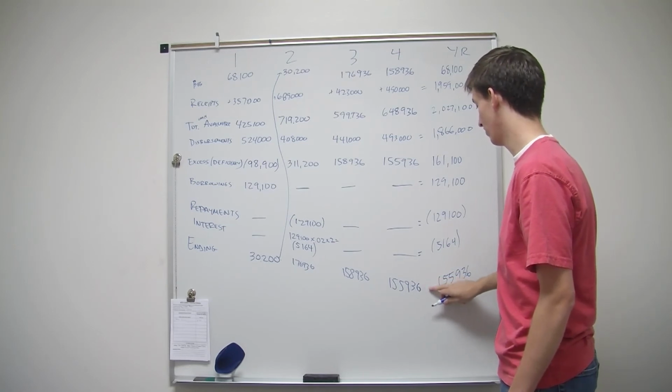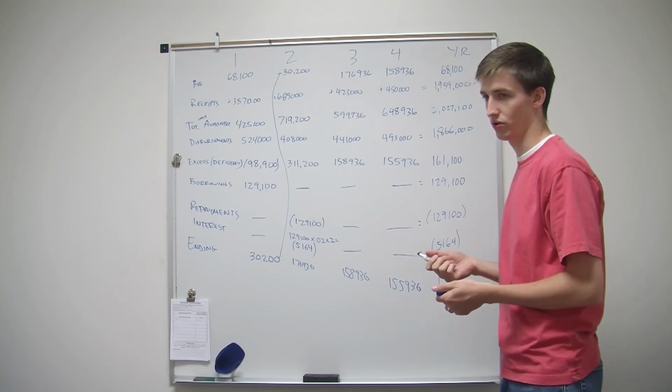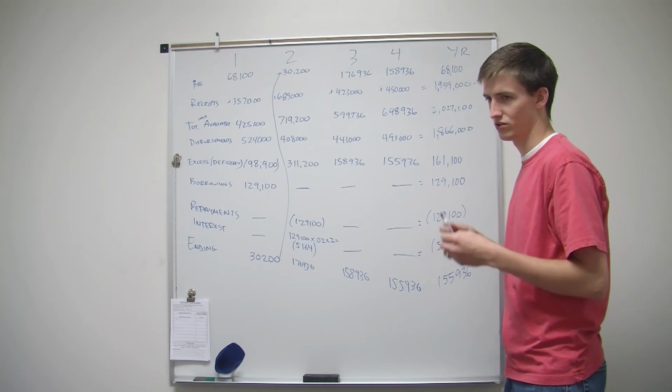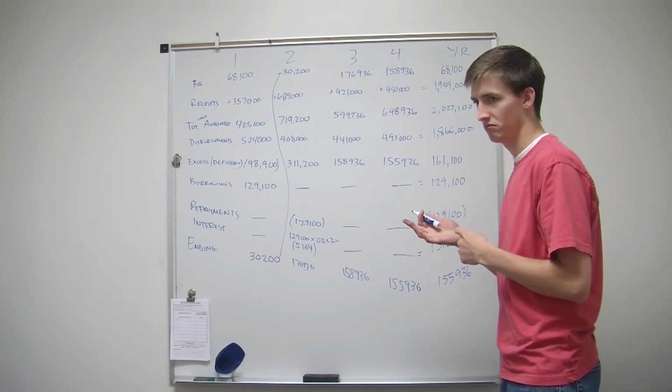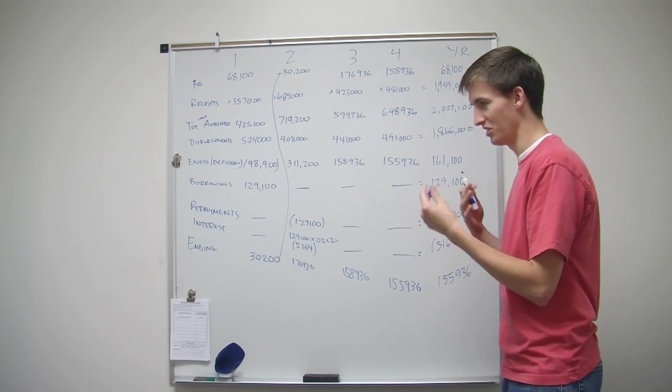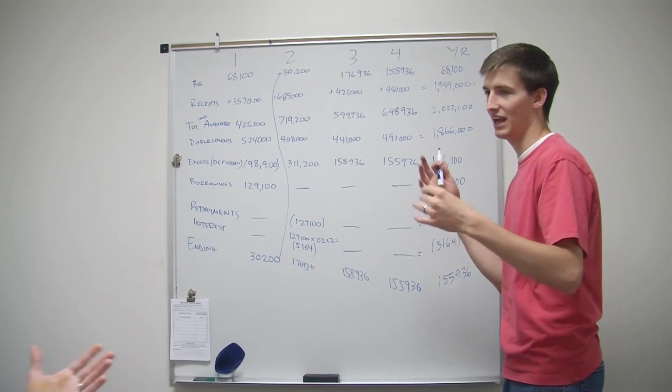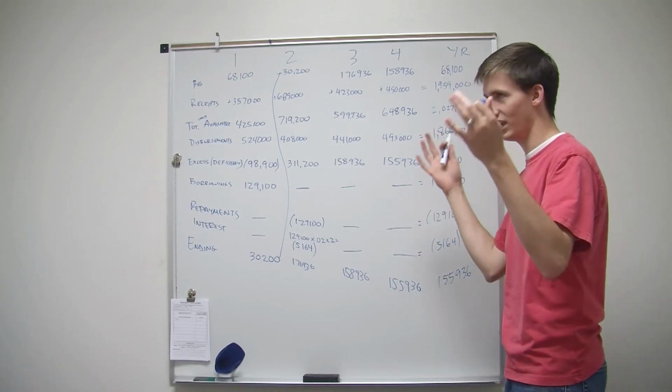Because the end of the year is the same as the end of the fourth quarter, right? When does the fourth quarter end? December 31st. When does the year end? December 31st, assuming we're on a calendar year. Yes. Conceptually, calendar year is normally easier.